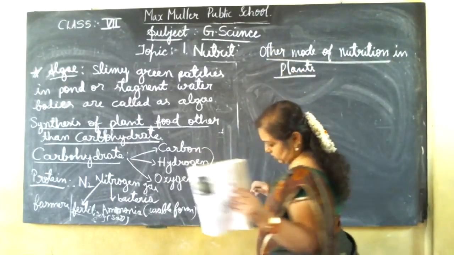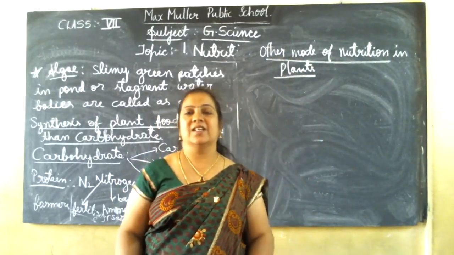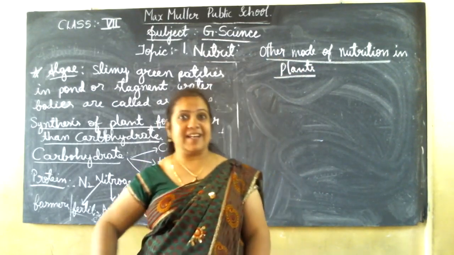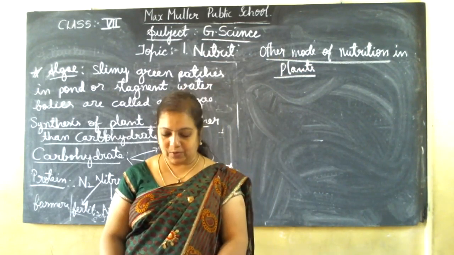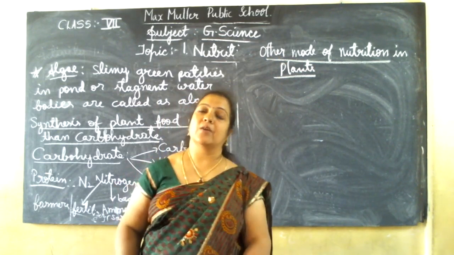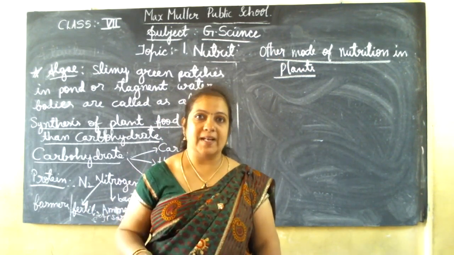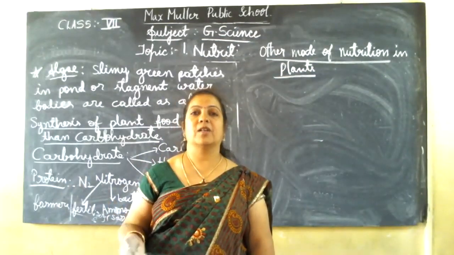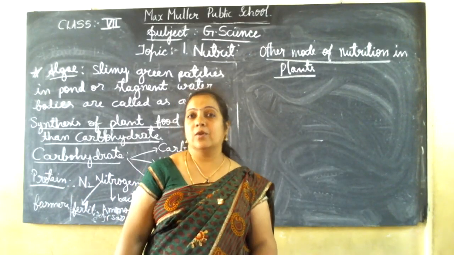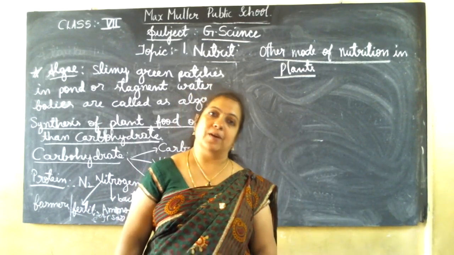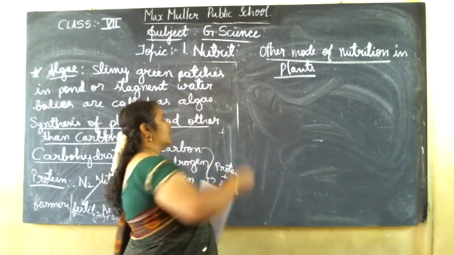What are the other modes of nutrition? There are some plants which are not green in color; they don't have chlorophyll. What about them? They will switch to the heterotrophic mode of nutrition. What do you mean by heterotrophic mode? Hetero means other. Those plants depend upon other plants for their food. We call them heterotrophs, and their mode of nutrition the heterotrophic mode of nutrition. Some plants do not have chlorophyll.